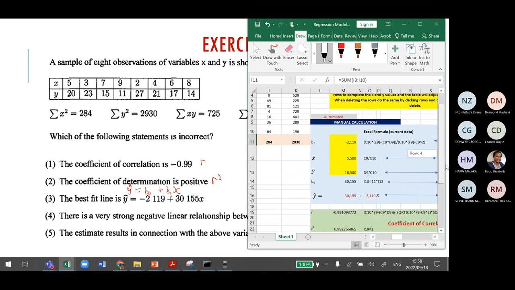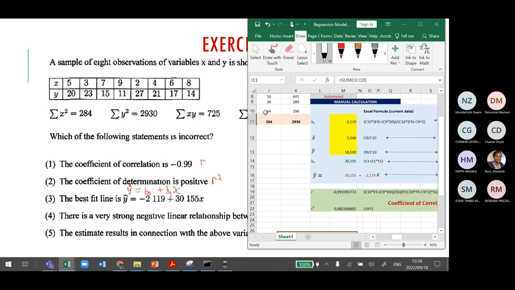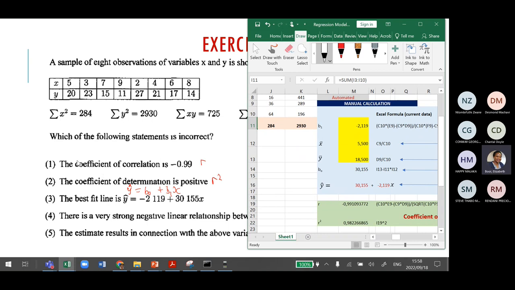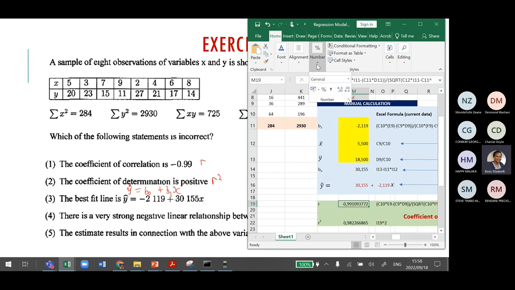Okay. So looking at the questions, let's start with number one. Number one says, let's make it bigger, the coefficient of correlation is -0.99. There is my coefficient of correlation. I can make it even fewer decimals so that it reflects the same. So it's the same. R squared is 0.99. That is correct. R, which is the coefficient of correlation, is correct.